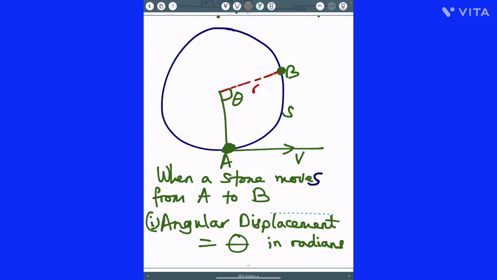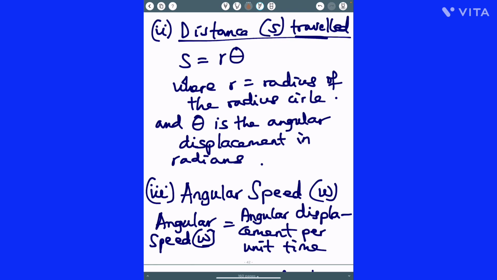Take note, I didn't write that. Angular displacement is the angle turned theta in radians by an object performing circular motion on the circumference of a circle, simply. So let's go to the next one.